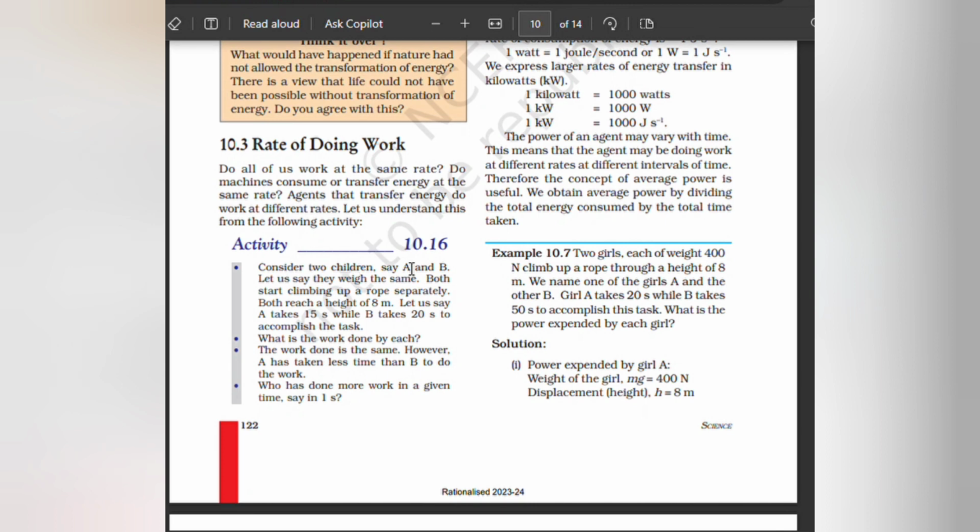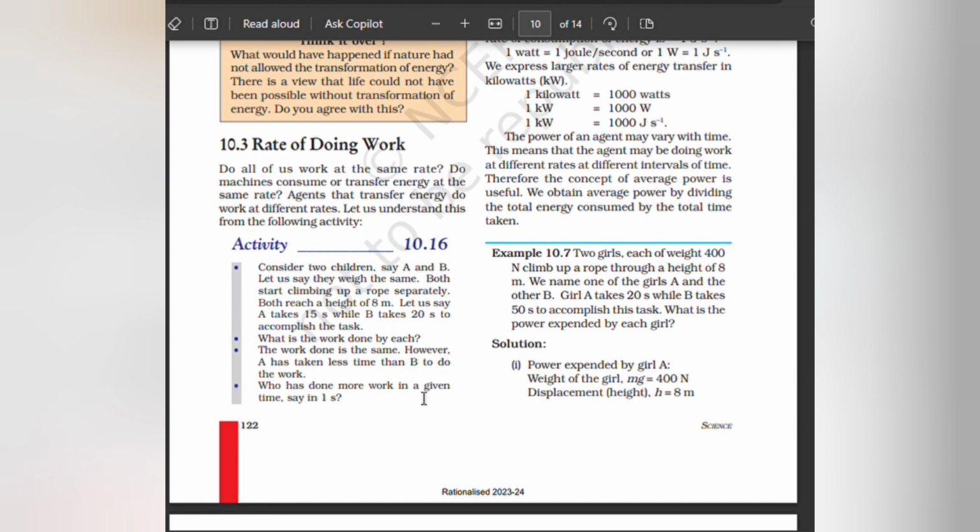Consider two children, A and B. Let us say they weigh the same. Both start climbing up the rope separately. Both reach a height of 8 meters. Let us say A takes 15 seconds while B takes 20 seconds to accomplish the task. What is the work done by each? The work done is the same, however, A has taken less time than B to do the work.